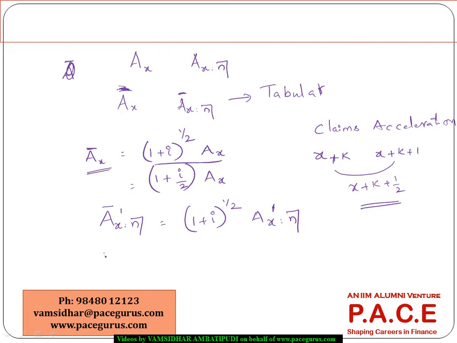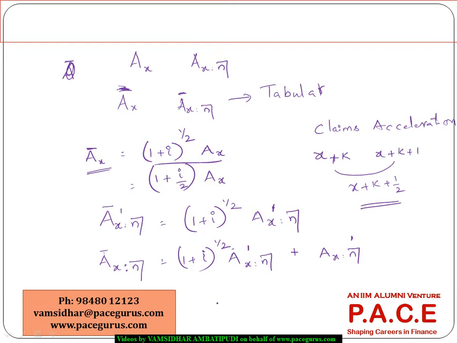Even for an endowment assurance, wherever the death benefit is there, I'll do the same. (1+i) to the power half times A¹x:n for the death benefit, right? I'll take A¹x:n for the death benefit and A x:n with the unit for the maturity benefit. Here I will not put (1+i) to the power half, because this would be paid only at the end of the year of death. So that's one more important relationship that we need to be comfortable with.